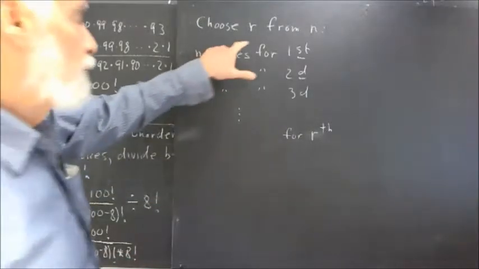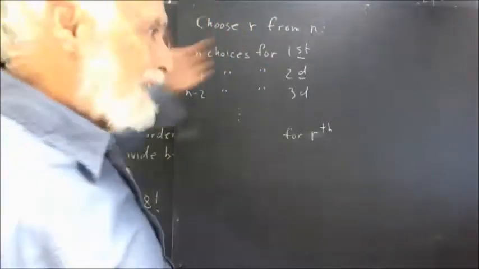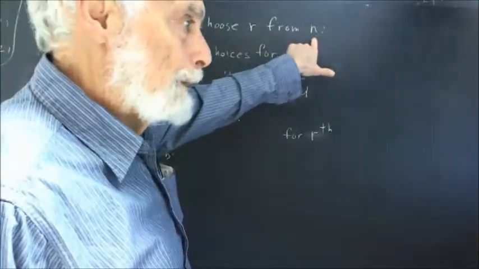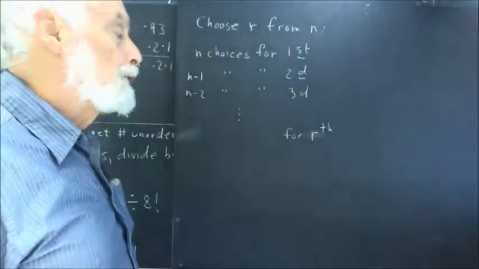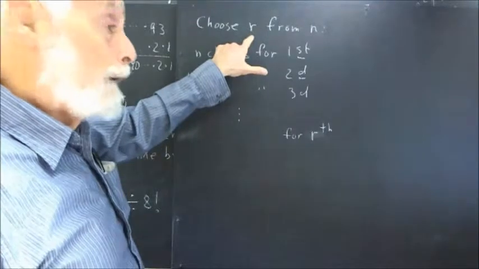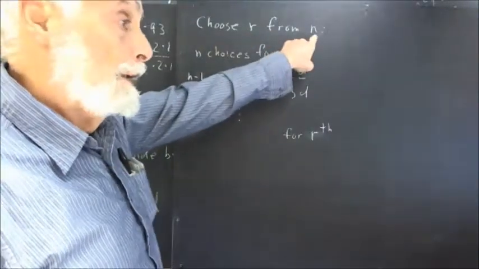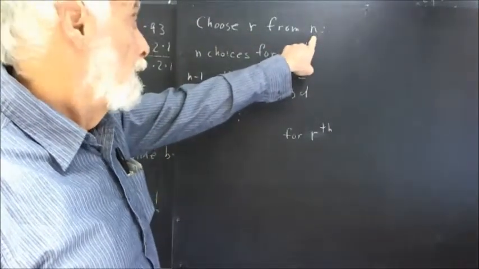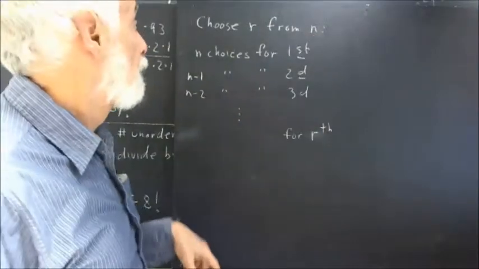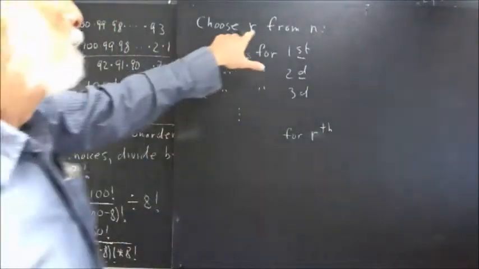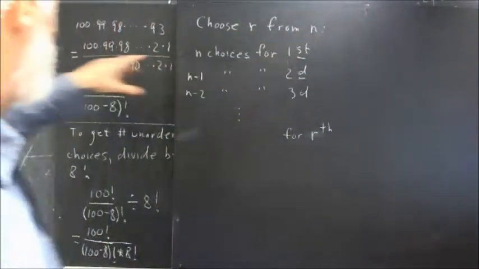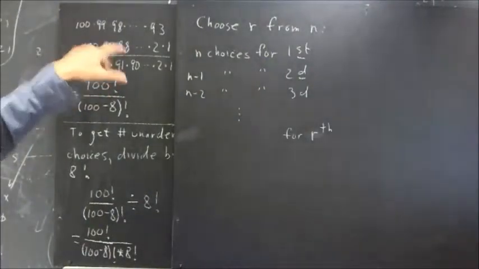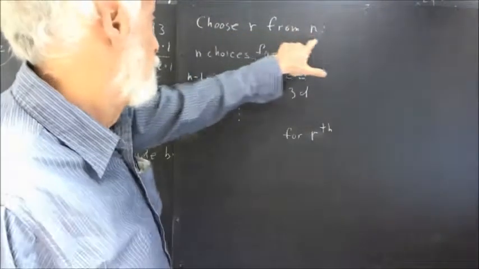Now we ask the question if we're choosing some number from some larger number of possible choices. And we're going to let R be the number chosen. We're going to let N be the number of entities from which we make our choices. So we're choosing R from N. Just like we chose 8 from 100 here, we're going to put this into symbols.